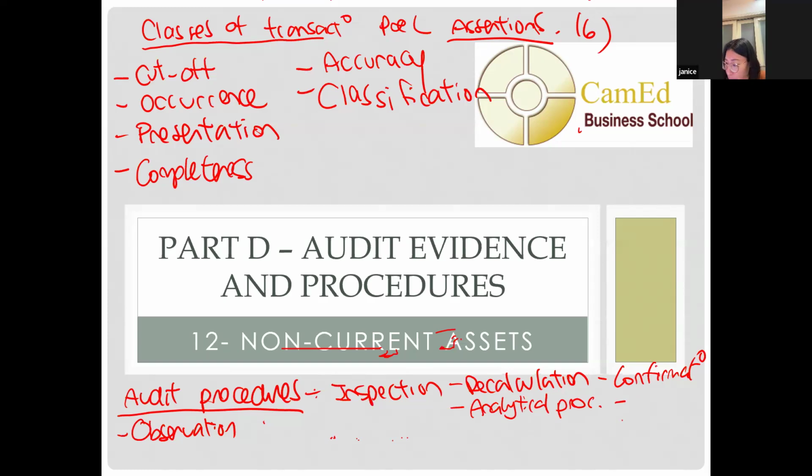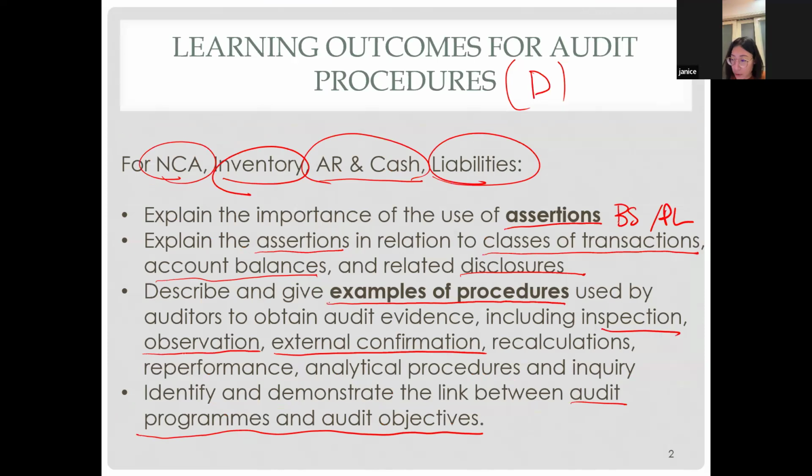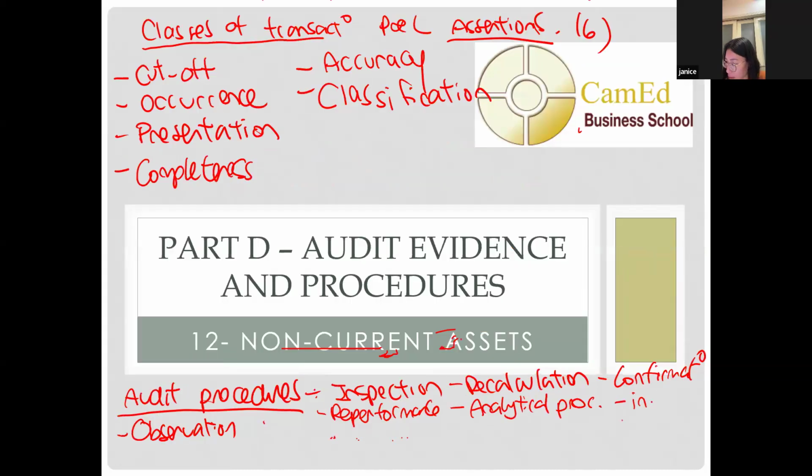Analytical procedure. Performance. I think that's it, right? 1, 2, 3, 4, 5, 6. Let me double check. Inspection, observation, external confirmation, recalculation, performance, analytical procedure, and inquiry. All right, inquiry.